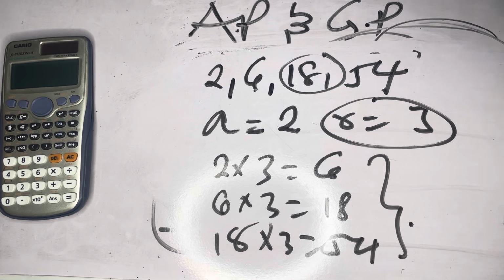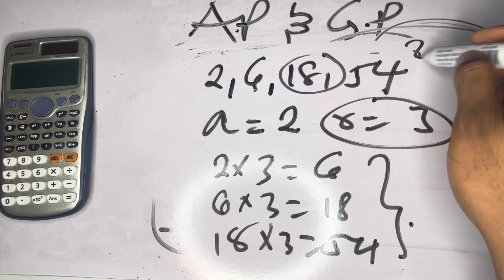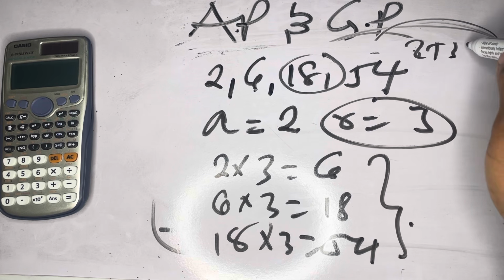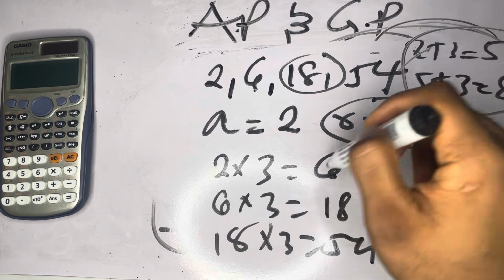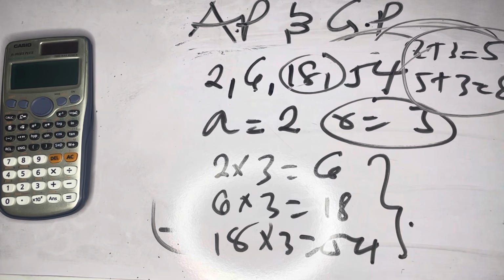So unlike the AP where you add, for instance, if D is 3, it's 2 plus 3, 5, 5 plus 3, 8, here you're multiplying. It's very good for you to understand the key differences. So let's look at further solved examples, more like word problems involving AP and GP.